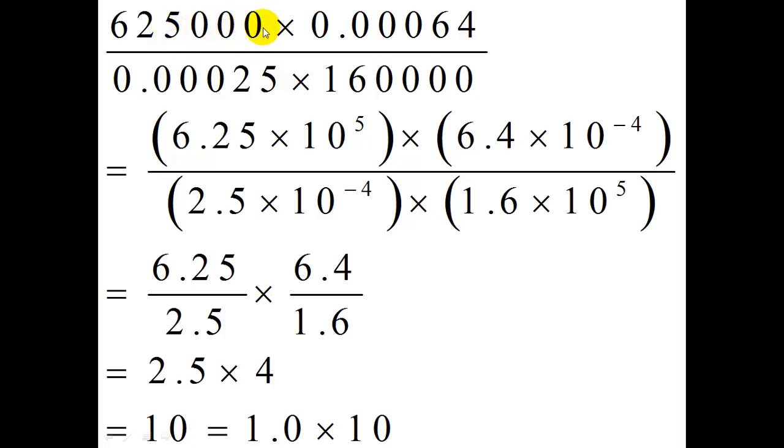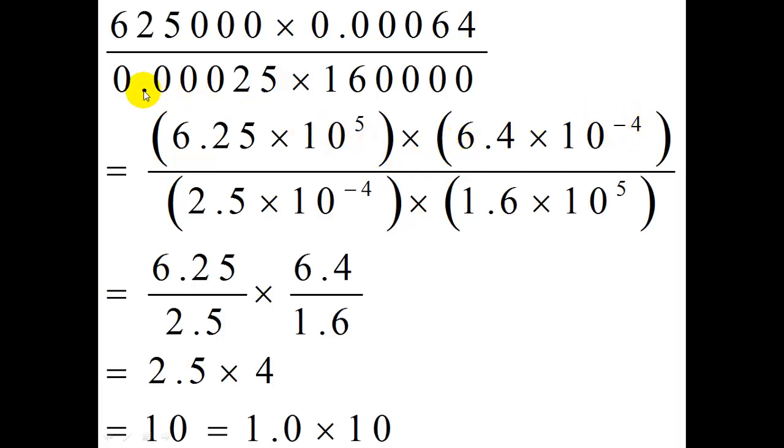Now we start with the number 625,000. Our decimal point is after the last 0, and so we count to the left. We have 1, 2, 3, 4, 5, and that will give us 6.25 times 10 to the power 5. The exponent is 5 because we moved 5 times to the left. Now, considering 0.00064, we move to the right. 1, 2, 3, 4. So we have 6.4 times 10 raised to the power minus 4 because we moved 4 times to the right, and moving to the right, you have a negative exponent.